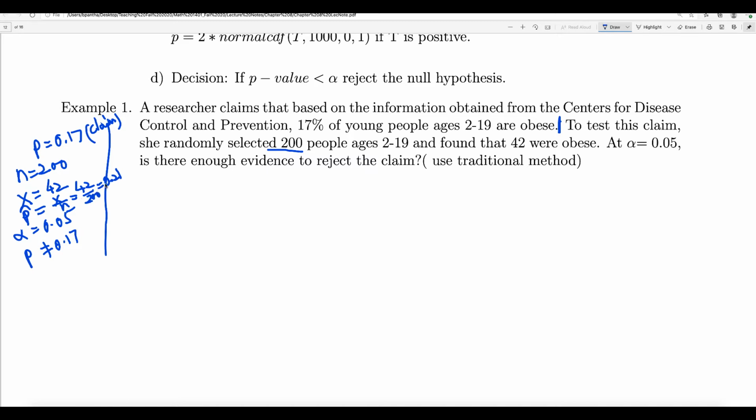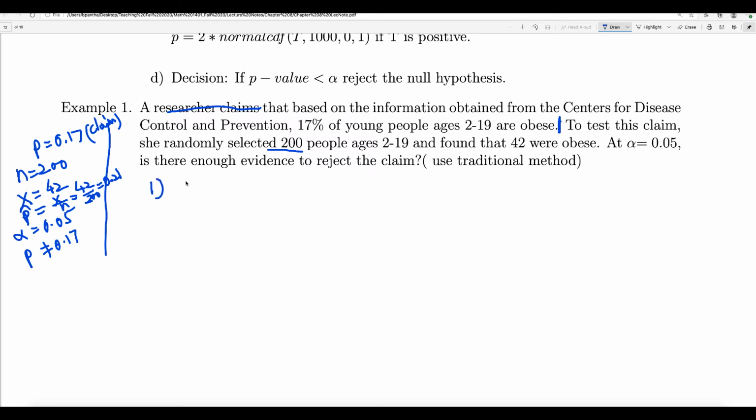In the sample, they found 21%, but in the population, the researcher claimed that the total percentage of the obese kids are 17%. Now, based on the sample, can we claim that? Can we find a conclusion whether we reject the null hypothesis or not? That's what we are going to test, okay? So let us do all the steps.